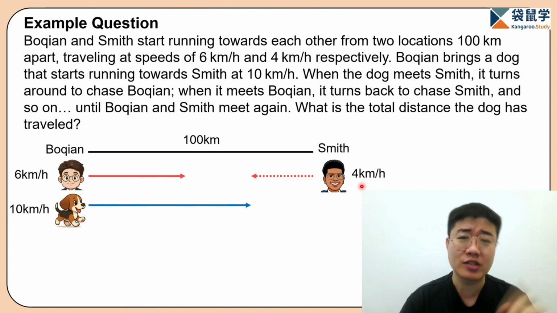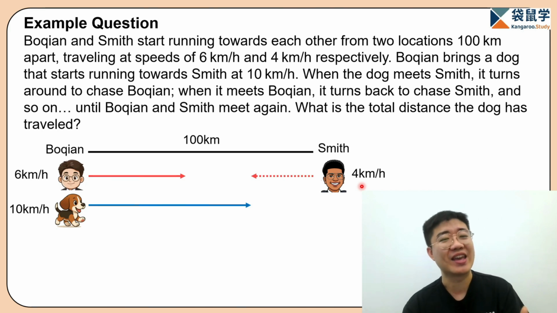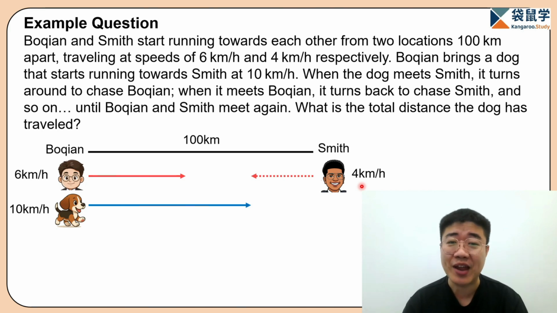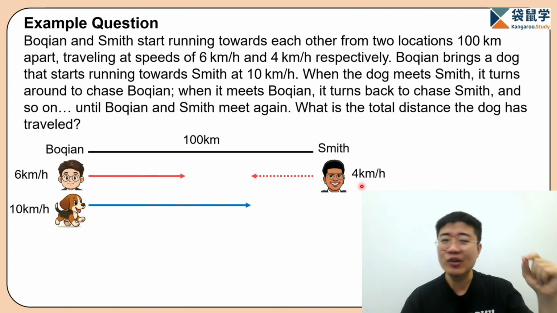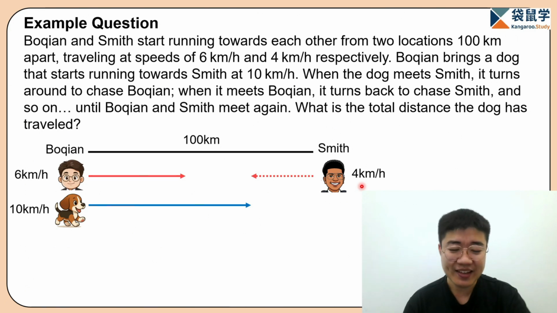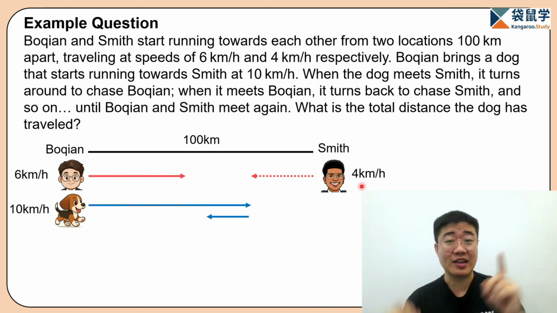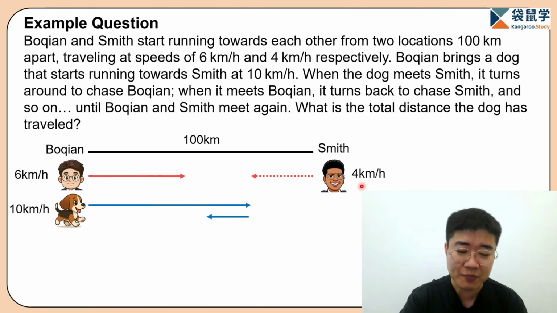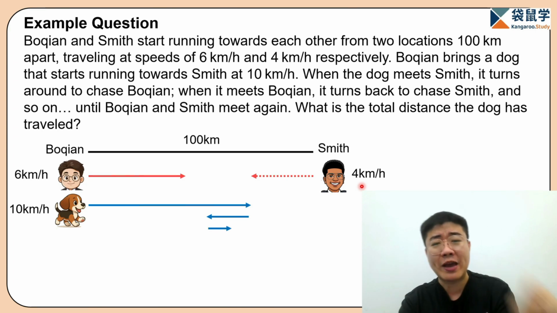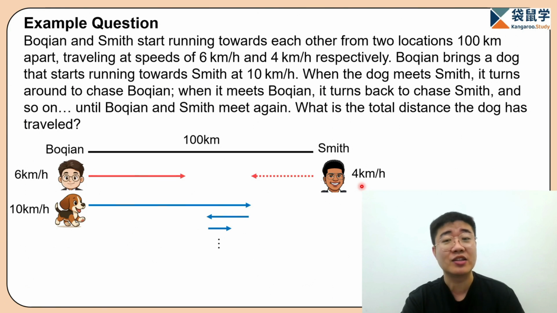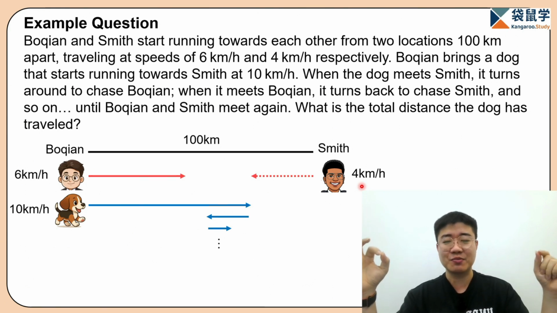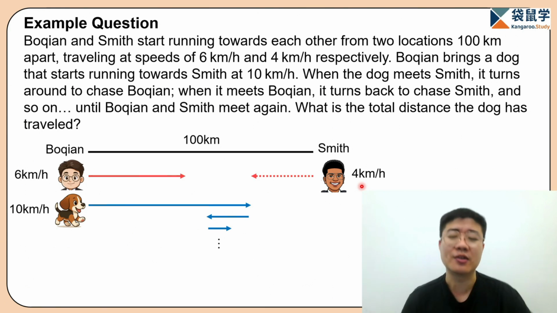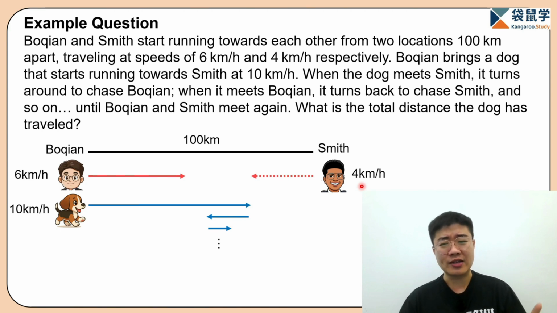Now what's going to happen next, everyone? We can see that this dog didn't just stop there. It's going to turn around now, trying to chase Teacher Chen. So when it turns around, let's say they meet here. What's going to happen next is that this dog will turn around and travel towards Teacher Smith now. So it just goes back and forth between the two of them until finally Teacher Chen and Teacher Smith eventually meet each other. So we're going to realize we have so many routes here.